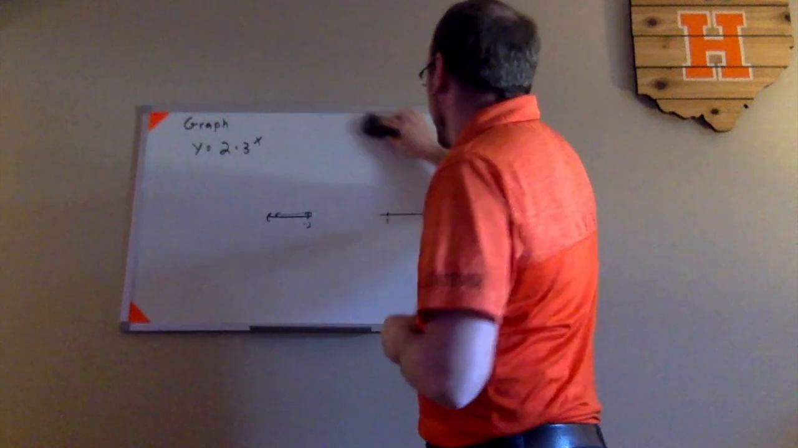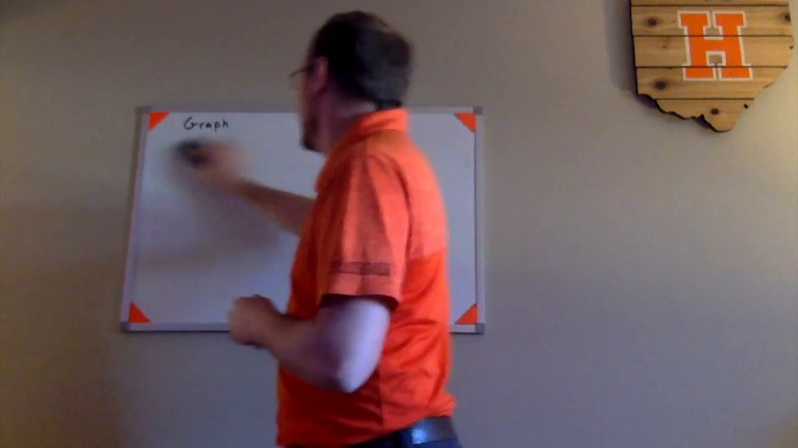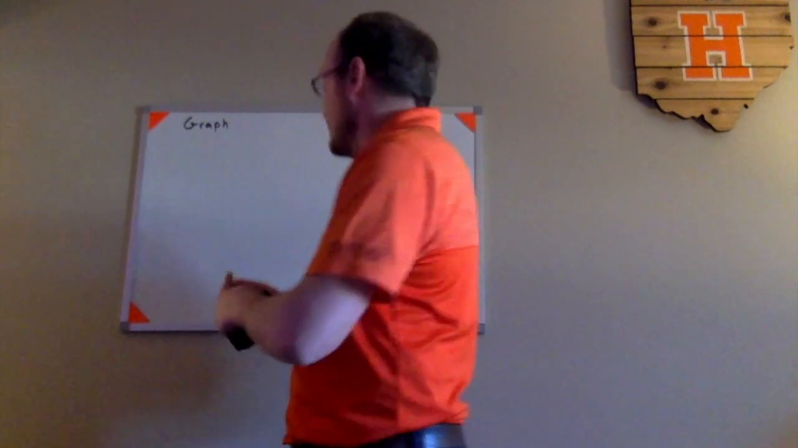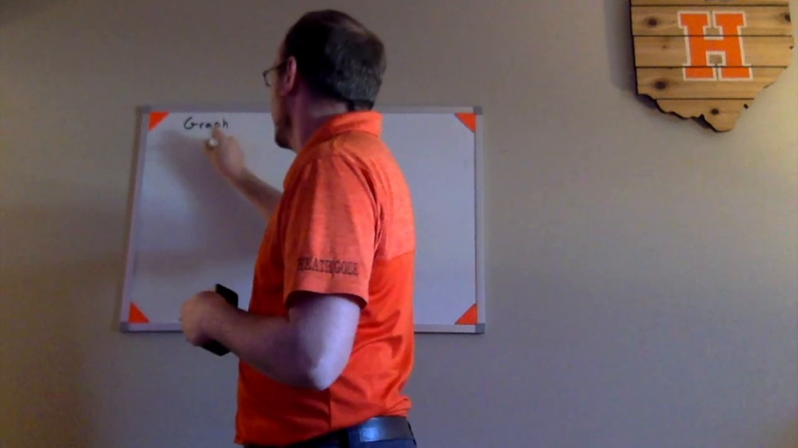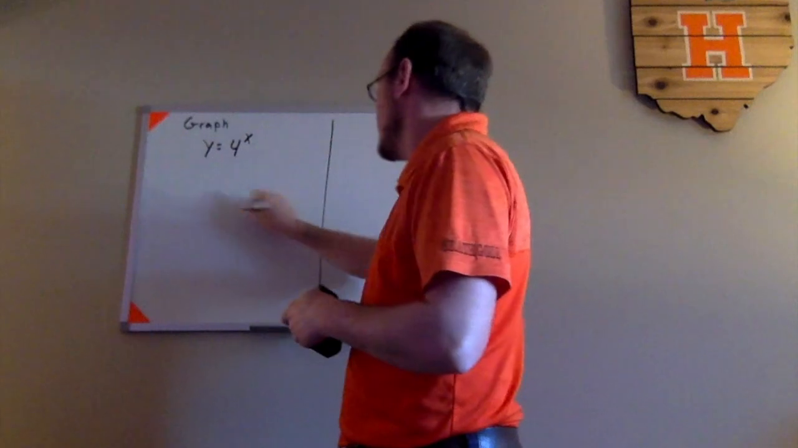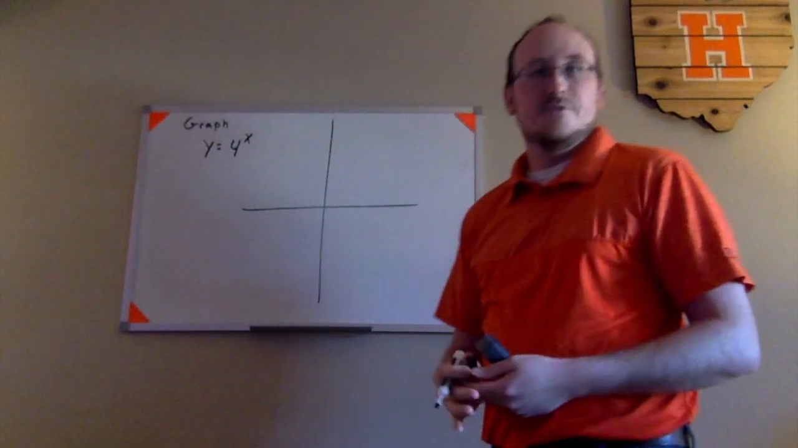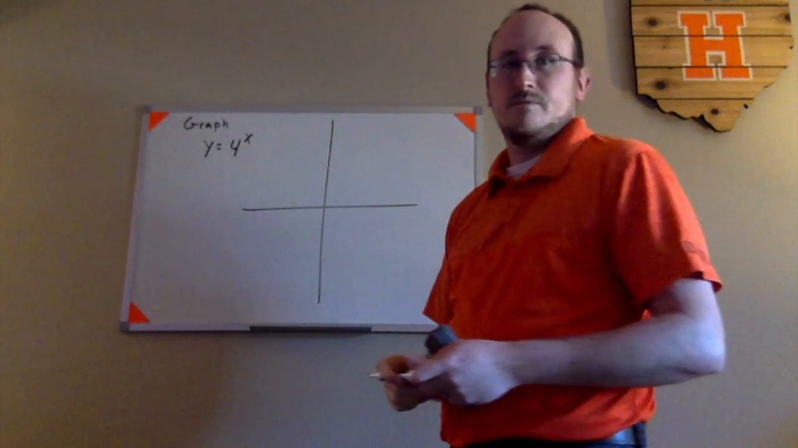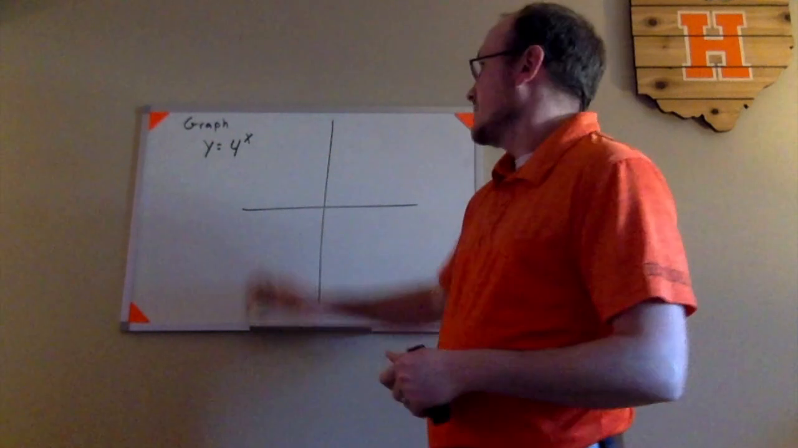I wanted to look at a second example really quick. Let's just say I had y equals 4 to the x. Just a rough sketch of this. Again, the initial value there, the y-intercept, would be 1.